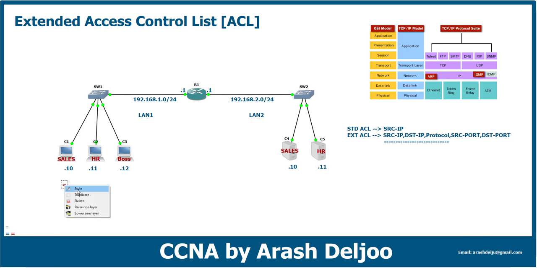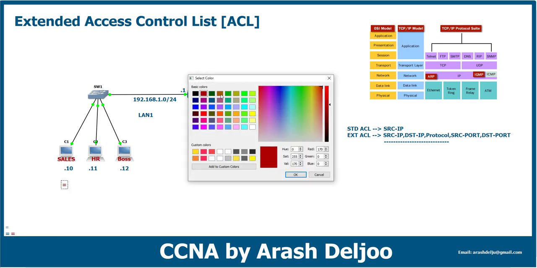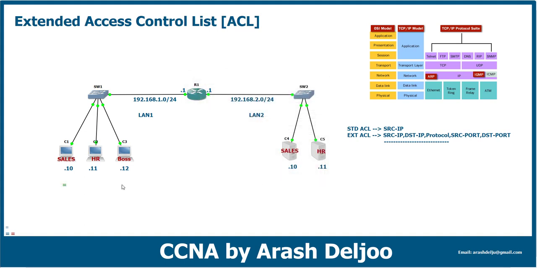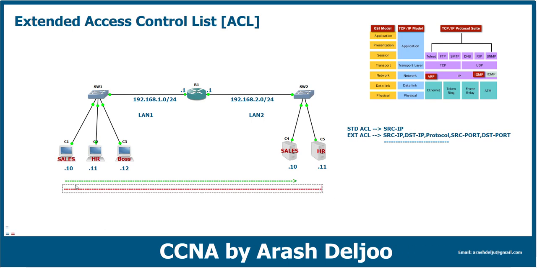Let me show you what the requirement is. The requirement of our policy is, first, C1 should have access to C4. This is the first requirement, C1 and C4, not C1 and C5, because C1 works in a different department than C5. Because of that, the connectivity from C1 to C5 should be discarded.